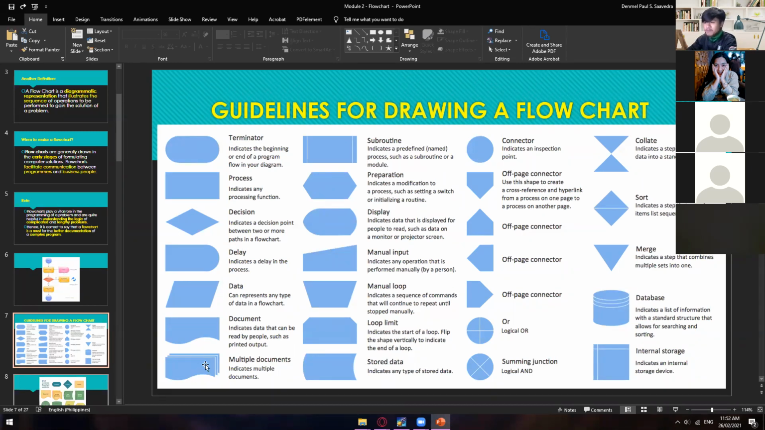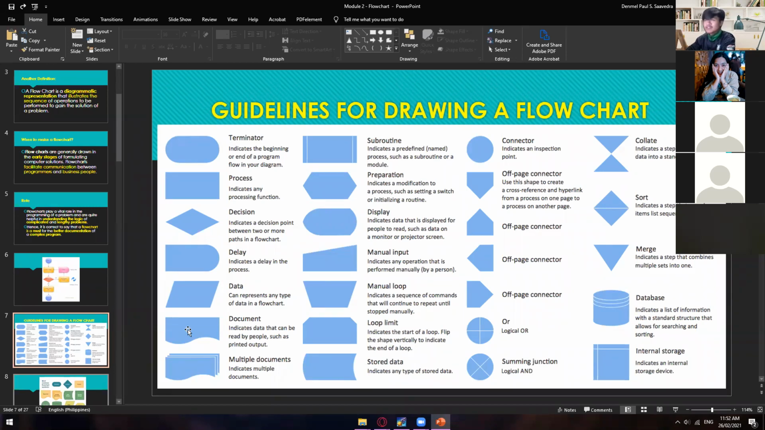And we have here multiple documents. Let's say your system is not only limited by one document. Let's say 2 people or 3 people or 3 inputs will receive or will create a certain document, then you must put here multiple documents.